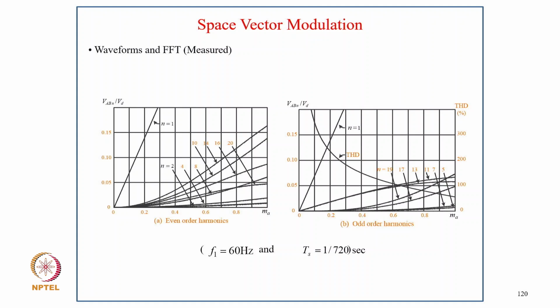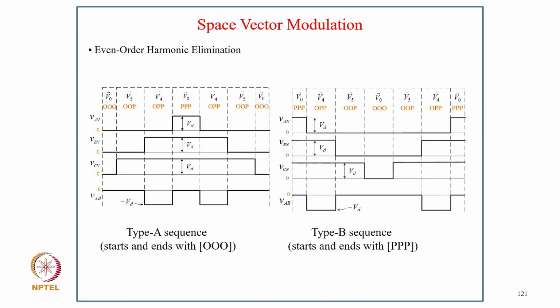for even order and odd order harmonics, how it goes with the modulation index, and this is the even order harmonics elimination. So type A sequence starts from and ends with 000, and type B sequence starts from and ends with P, typically PPP, meaning all three upper devices are on.